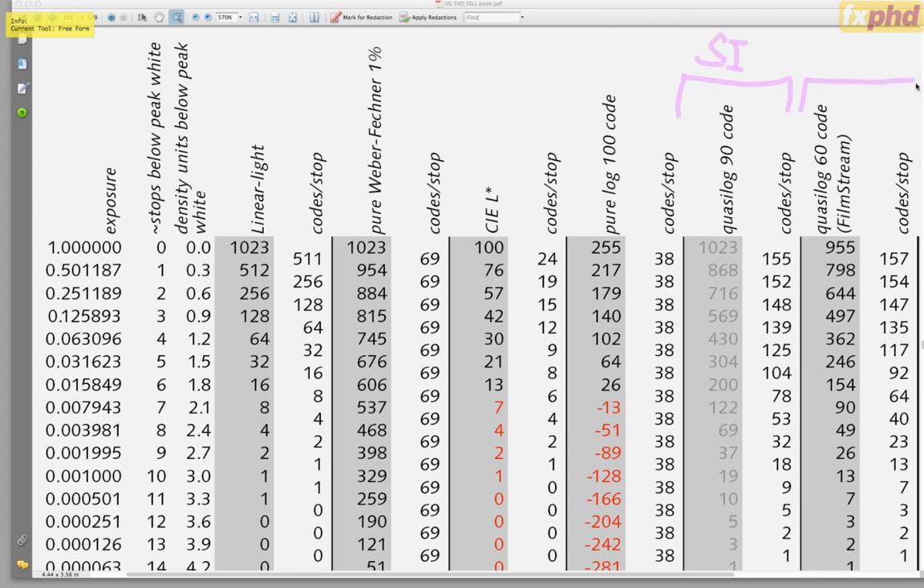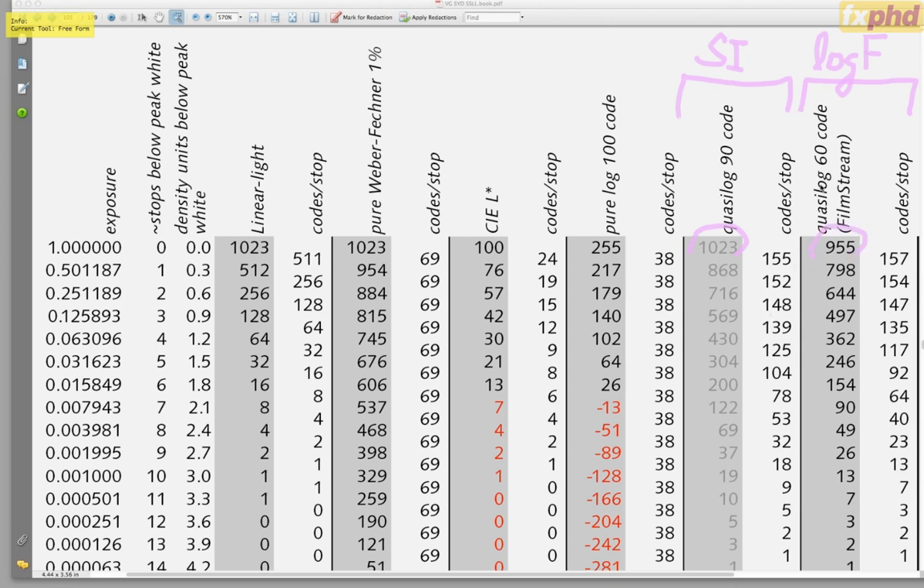And quasi-log 60, this is Viper Film Stream. And this is what ARRI used to call log F on the D20, D21, although now they've discontinued log F. They have a different ARRI log coding, which is comparable, but with somewhat different numbers. And for both of these schemes, I'm giving you 10-bit top end.